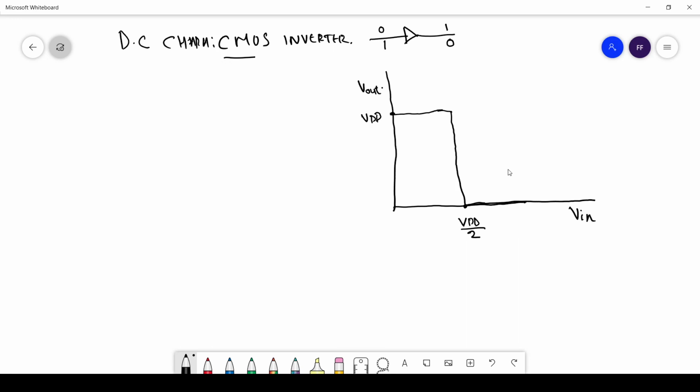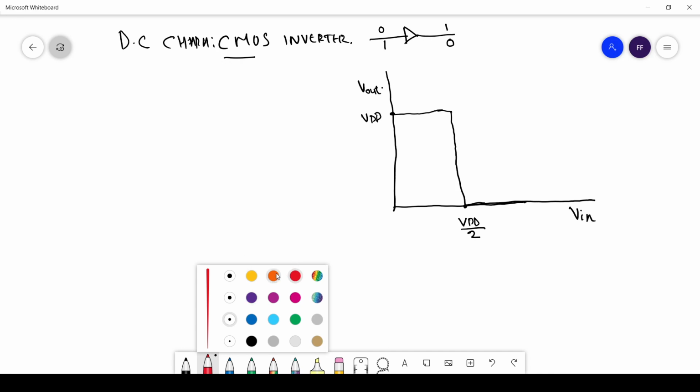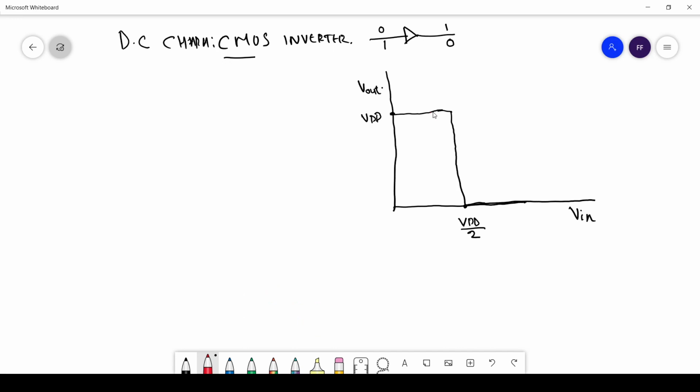But actually, there is no such abrupt transition from high to low. The actual VTC is somewhat different. We can plot the actual VTC of the CMOS inverter. There is a slow transition from this high state to this low state, so the transition is like this. So there is a switching delay from the on to the off state.